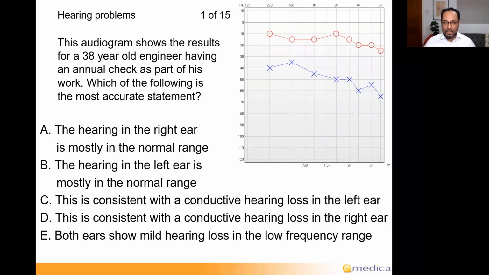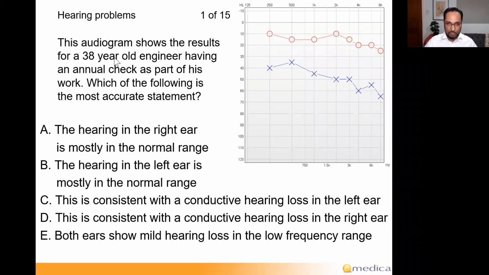Okay, so the two most popular answers are A and C, okay? Every single answer has been picked though, but A and C are the two that are most popular. Now you'll notice that this is an audiogram, and picture questions are something people often struggle with in the exam. With any picture question, it's really important to look at both the picture and the scenario.